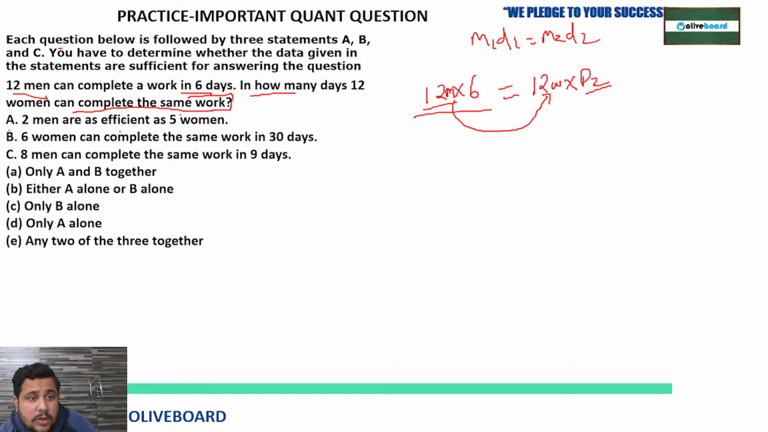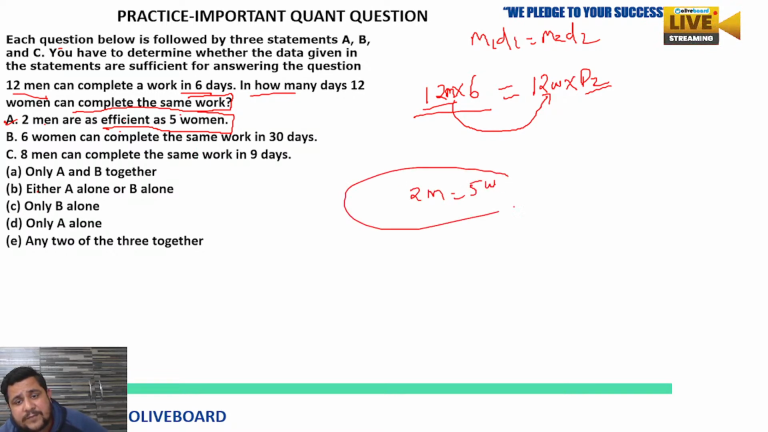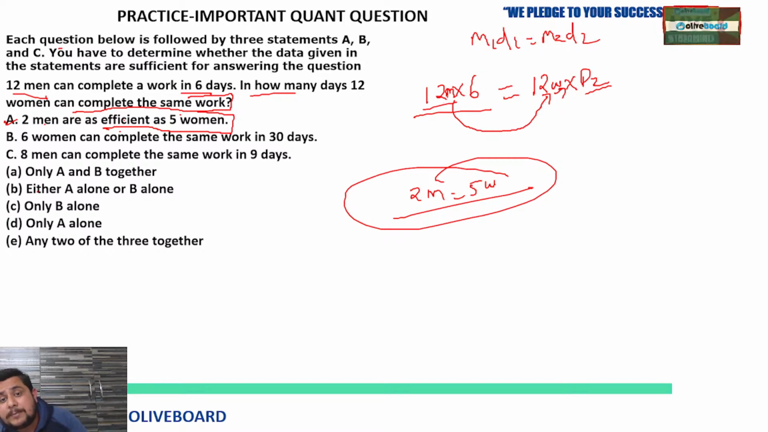So if we look at our first statement, two men are as efficient as five women. Yes, now we can easily determine the answer by the first statement, because efficiency is given: two men are equal to five women. So by this comparison we can replace women in this equation, or not. We can convert them into the same unit, because here it is 12 men and 12 women, so we cannot get the answer. But now we can decide. Why? Because we know how many men are equal to how many women. So with the help of this relation we can easily put the value and get the value of D2. Yes, so statement 1 is sufficient to answer.